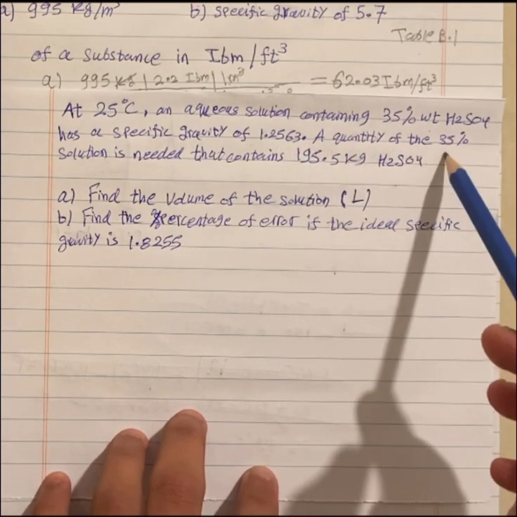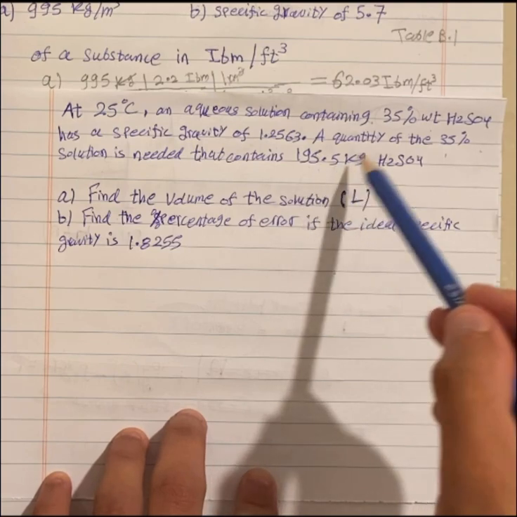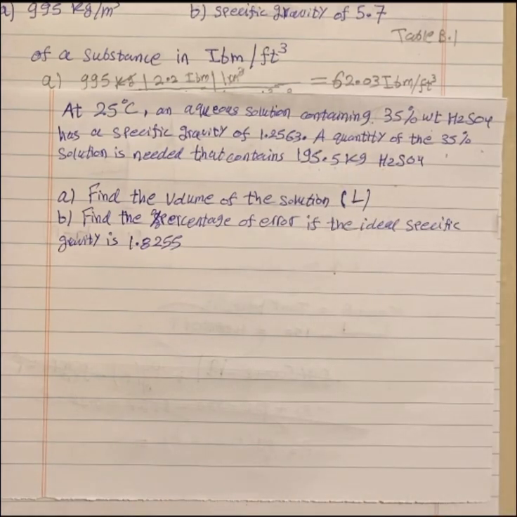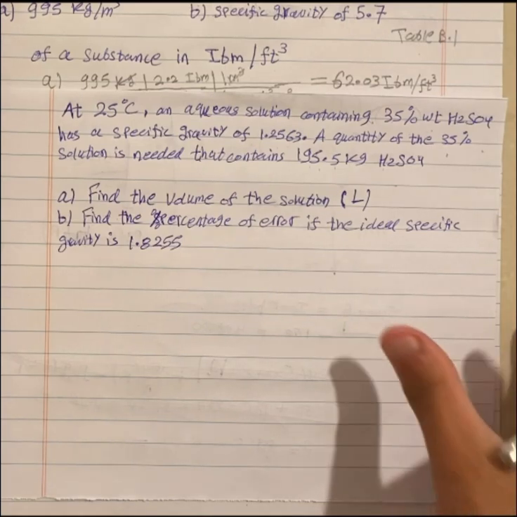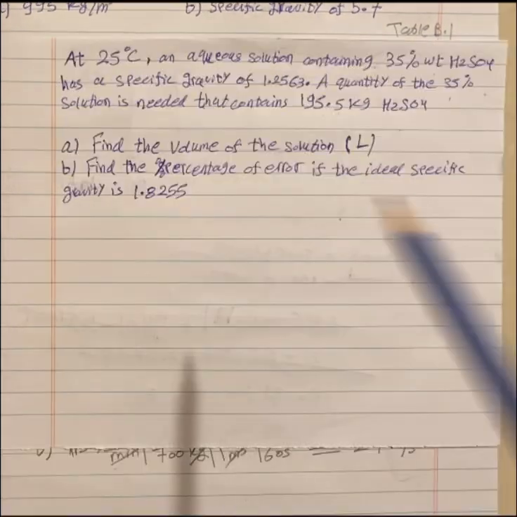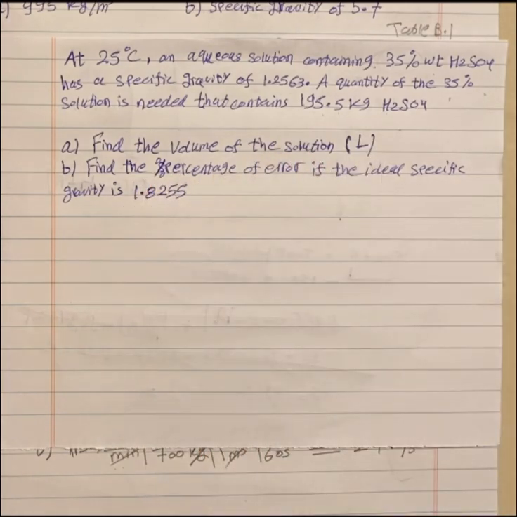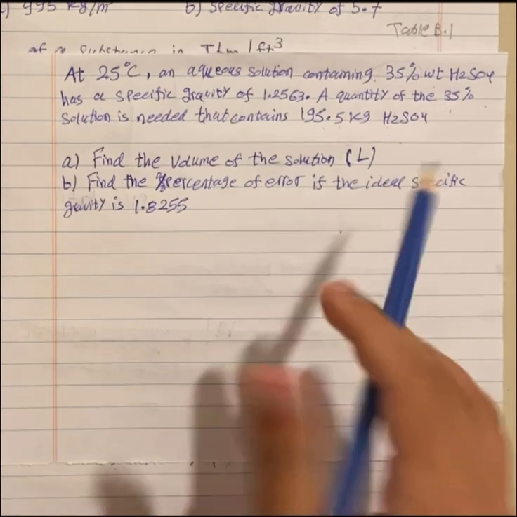A quantity of the 35% solution is needed that contains 195.5 kilogram of H2SO4. So it's larger than the value we found here before, 35 kilogram. It's heavier actually. Find the volume of the solution in liter and find the percentage of error if the ideal specific gravity is 1.8255. Let's ignore part B now.